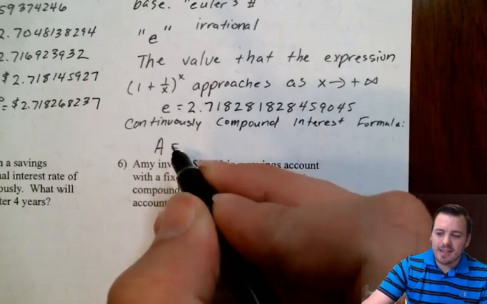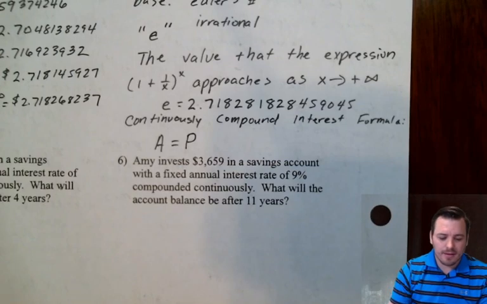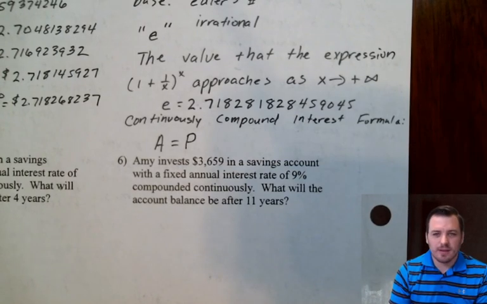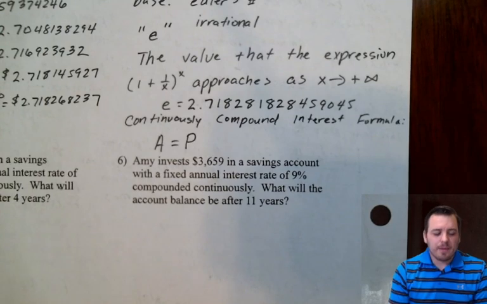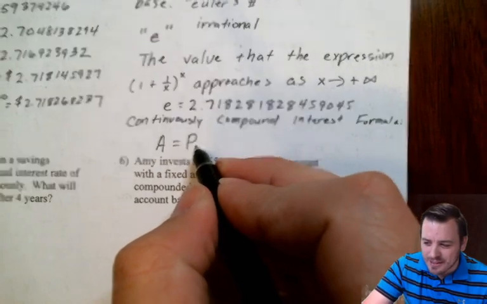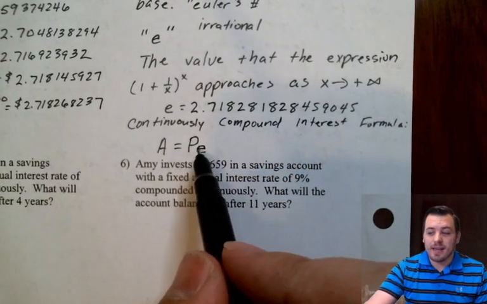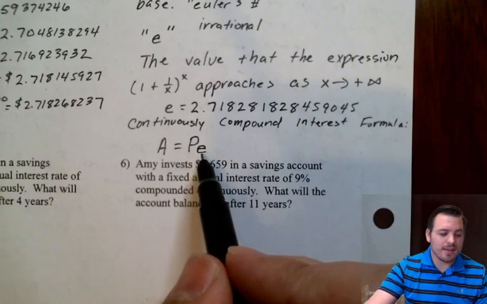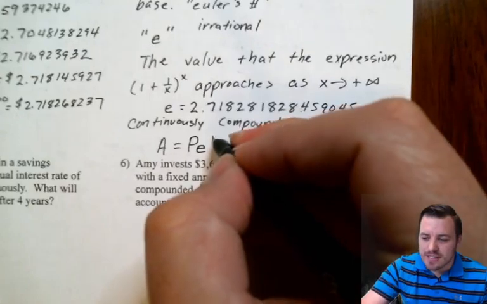A is equal to P. No, you're fine, Elizabeth. I'm just glad you're in class today, Elizabeth. A is equal to P, and then Kelsey wrote it, but she retracted it, which is all right, Kelsey. I'm not a hater. It is actually P, and then E raised to the RT.